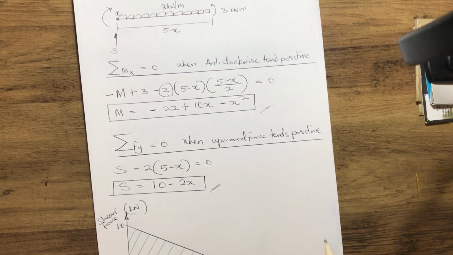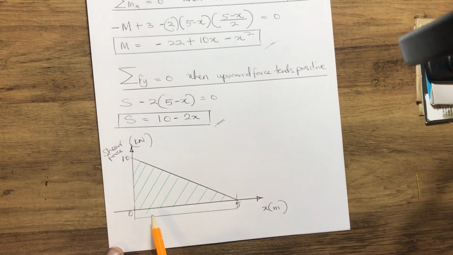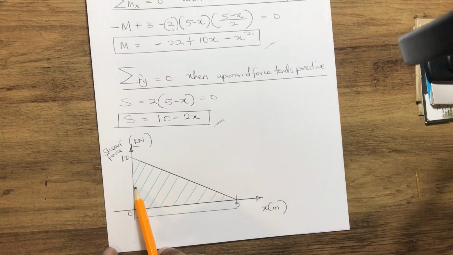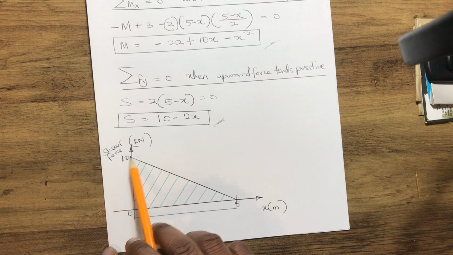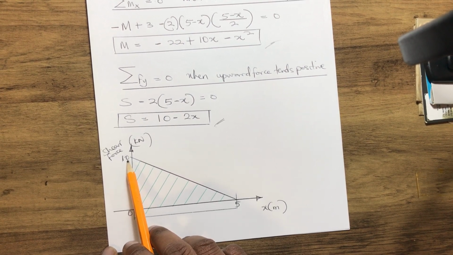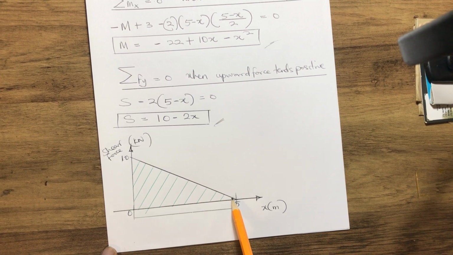So our shear force equation gives us this diagram below: at 10 kN shear force we have 0 distance, and at 5 meters distance we have 0 shear force.